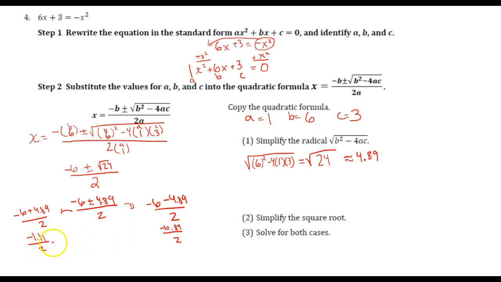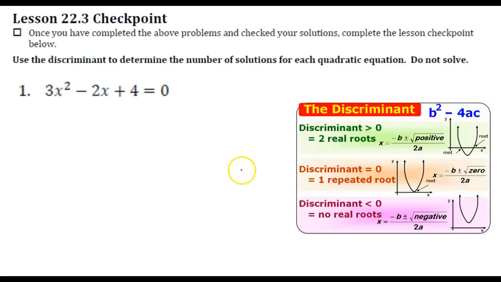And if we work that out, again on your calculator, that would be about negative 0.555. And then for the other, that would be about negative 5.445. So those are both of my answers for my quadratic equation. And we're down to the checkpoint, so we're going to use the discriminant to find out if I have 2, 1, or no solutions.